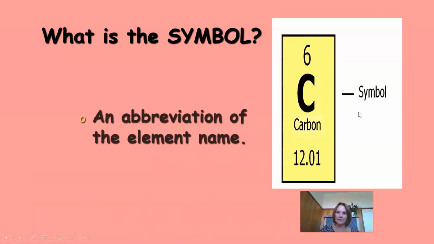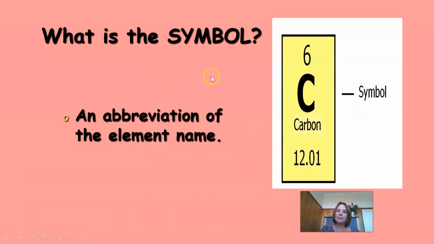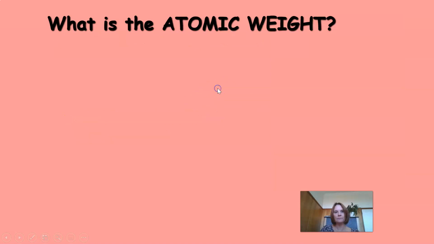What is the symbol? The symbol is the abbreviation of the element's name. So over here we've got C for the symbol for carbon. The name is carbon, but C is the symbol. It is the abbreviation of the element name.